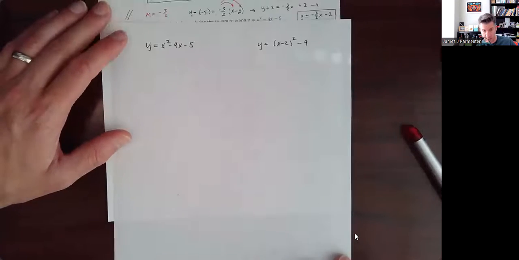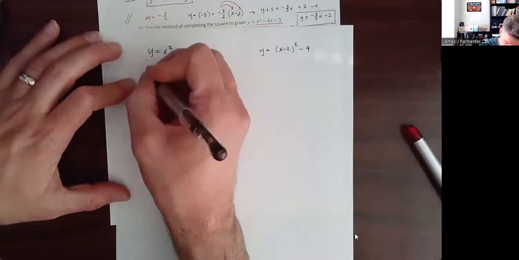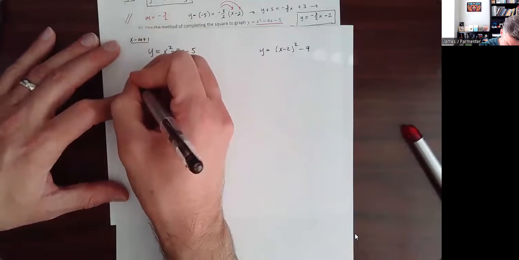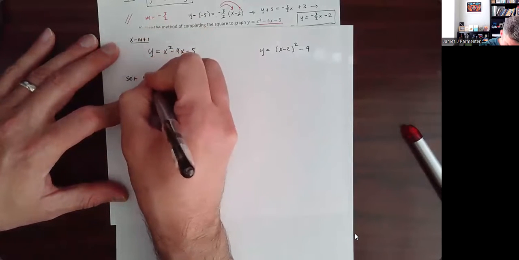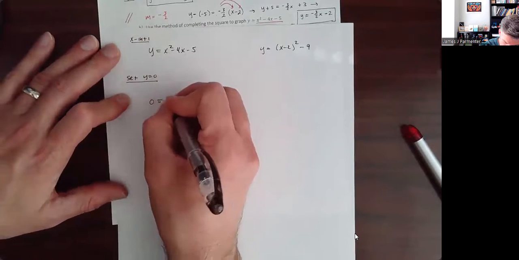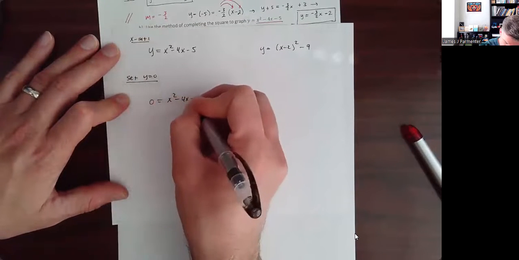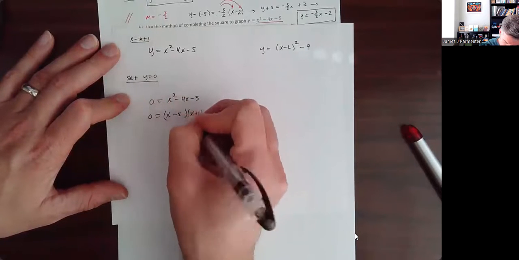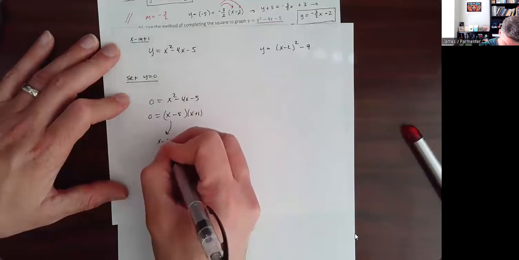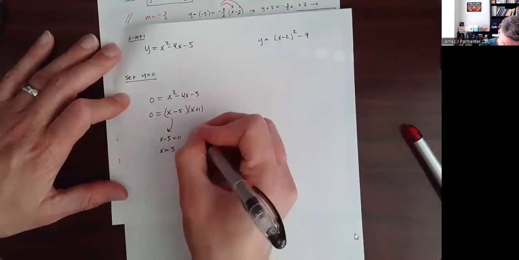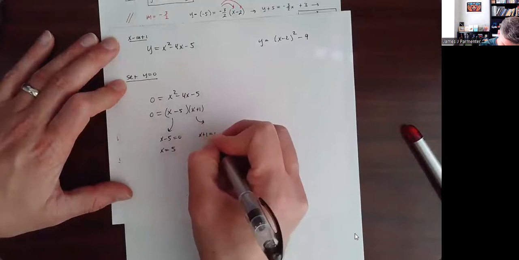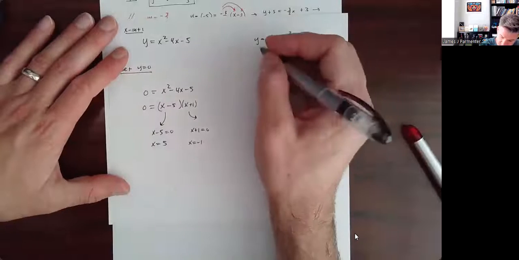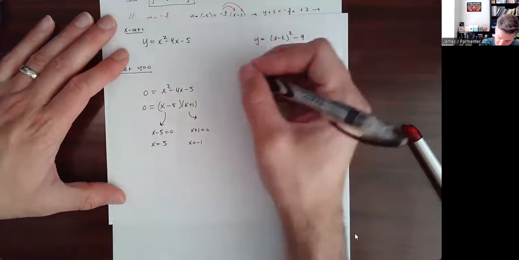So if I was doing it this way, I would set this equal to 0, because if we're finding the x-intercepts, we're going to set y equal to 0. And from here, if 0 equals x squared minus 4x minus 5, it does factor: x minus 5 times x plus 1. If we set that equal to 0, we get x equal to 5. We set that equal to 0, we get x equal to -1. Alternatively, if you look at it this way, you can certainly multiply that and get back to here.